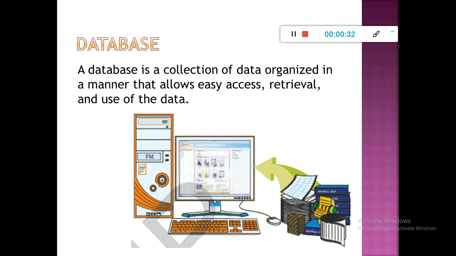It means if we gather lots of things together and if we need something, then it's very difficult for us. Firstly we have to find out where that thing is, and then we can take it out. And if we gather our things in a manifold way and set them in an organized way, then it's easy for us to retrieve the things. Like in our library, books are arranged in such a manner that we can access them easily. This is the meaning of a database, when we organize our things in a manner so that we can easily access, retrieve and use the data.